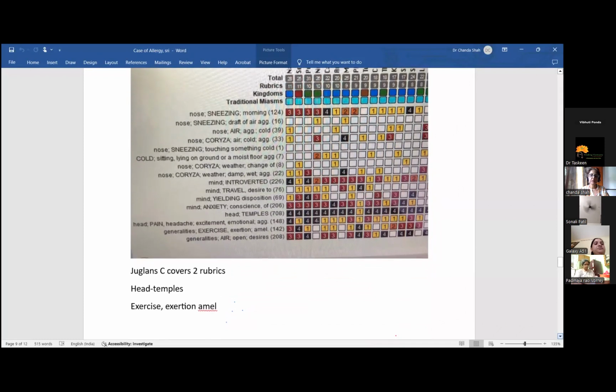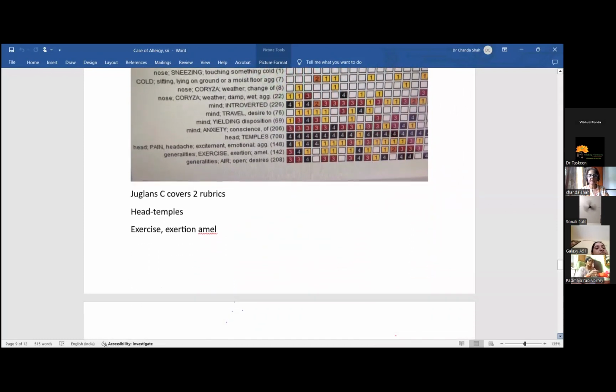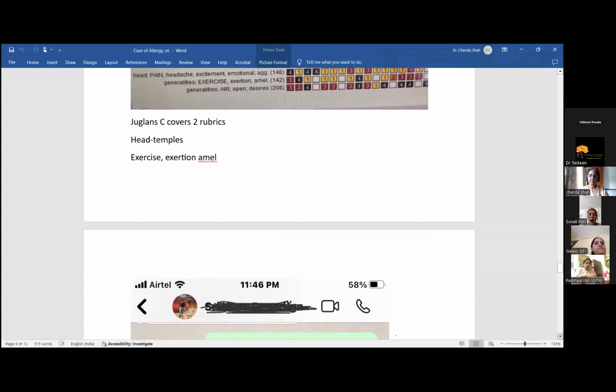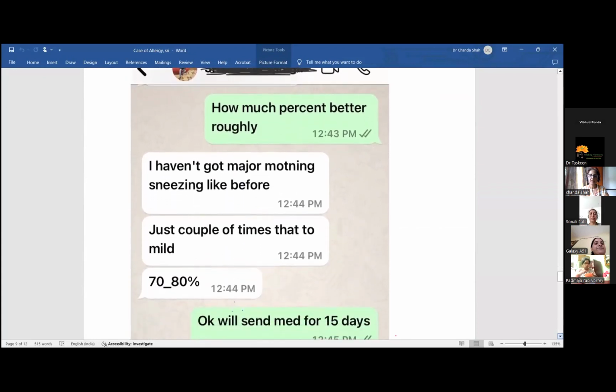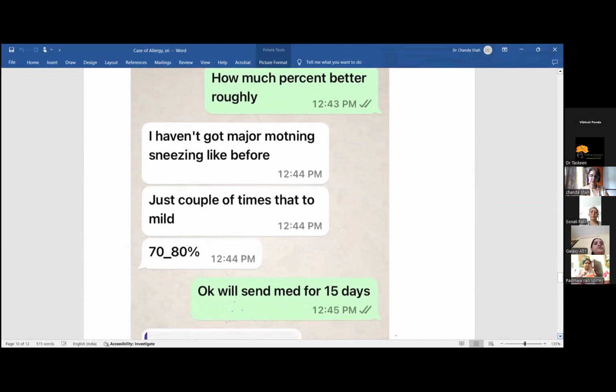If you see the rubrics, it covers only two rubrics: headache, temples, and exercise, exertion, ameliorates. Now, some people who are not familiar with this method may not be convinced about this. So I got this feedback from the patient. He said, I am 70 to 80% better. He's been coming since 2022, and he must have taken one dose in 2 to 3 months, not more. And his sneezing and all is much better.